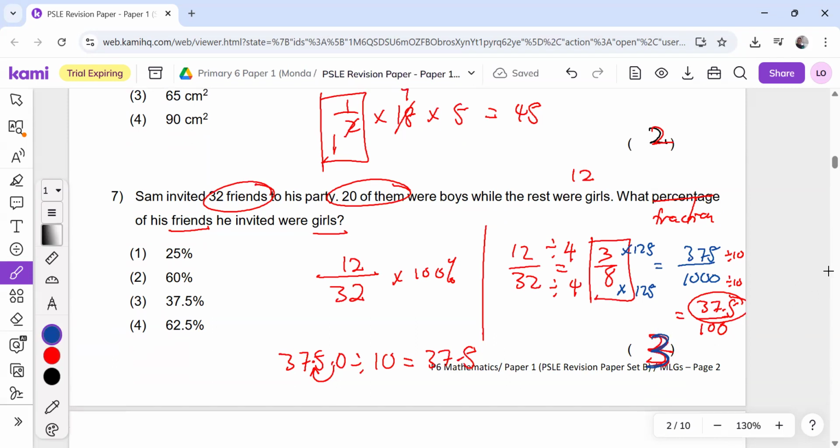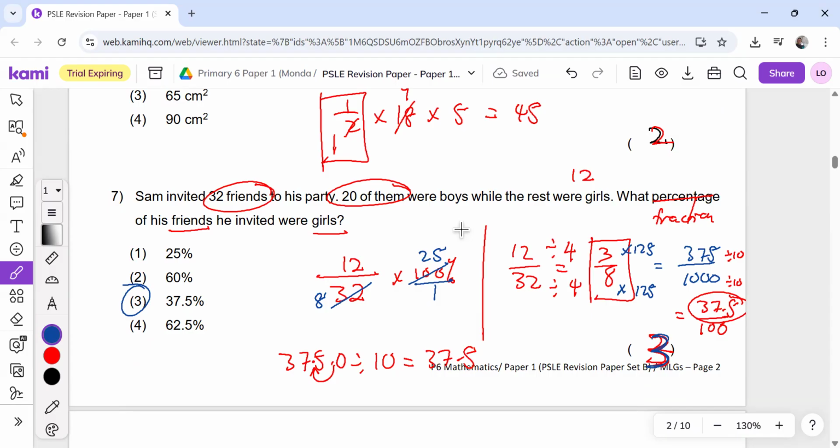So the answer is number 3. Okay, right? But how about the other way of getting percentage? Now, the other way is also easy. Change the whole number to fraction, cancel, cancel. So divide by 4, you can get 8, and then 100 divided by 4, you get 25.